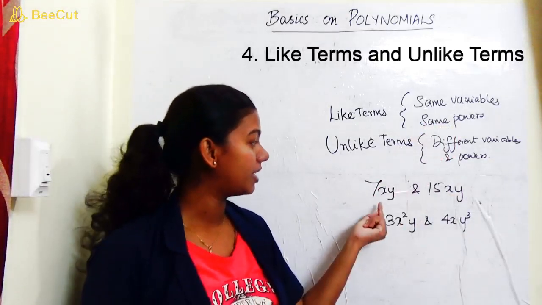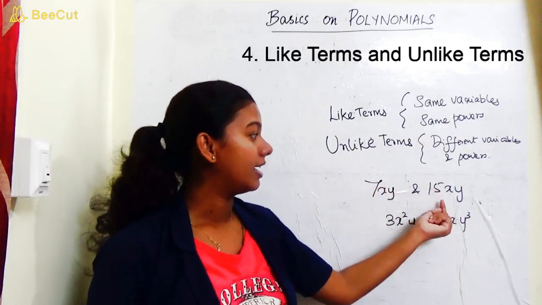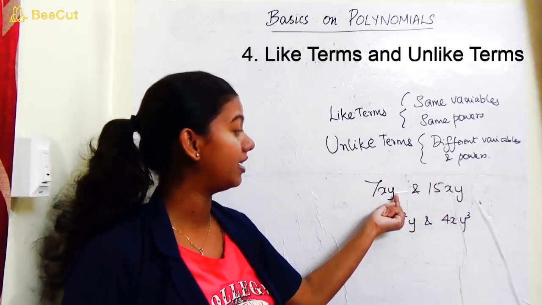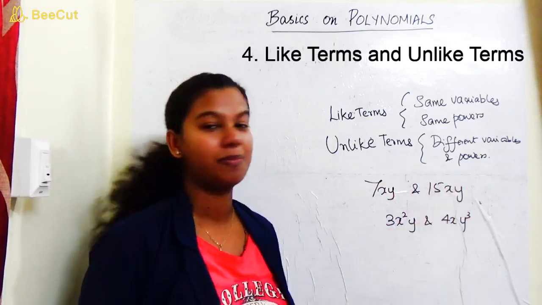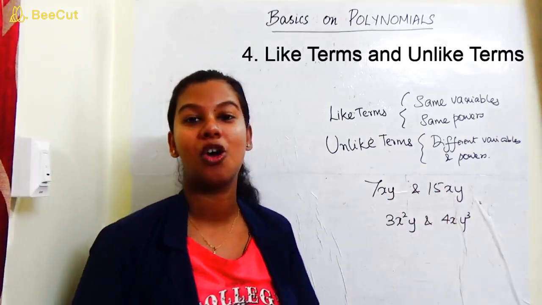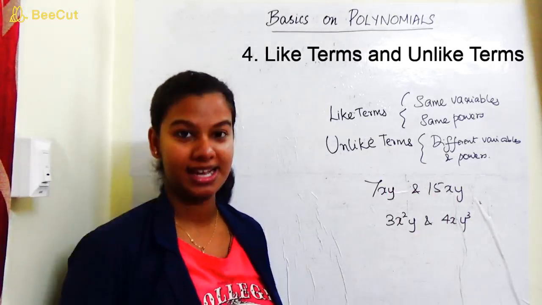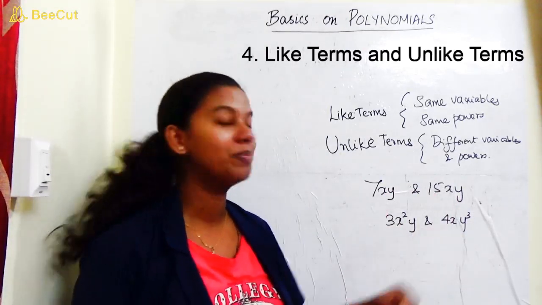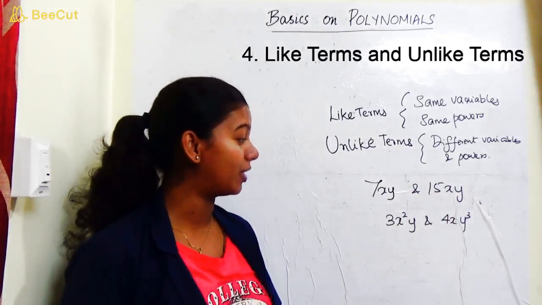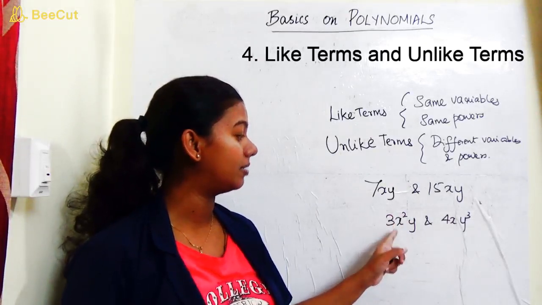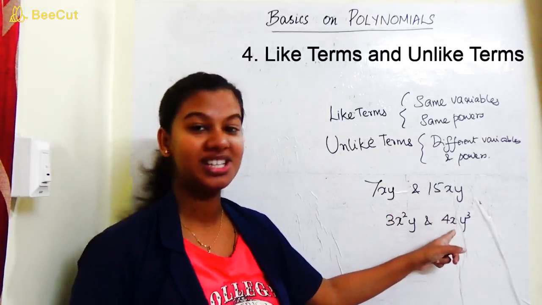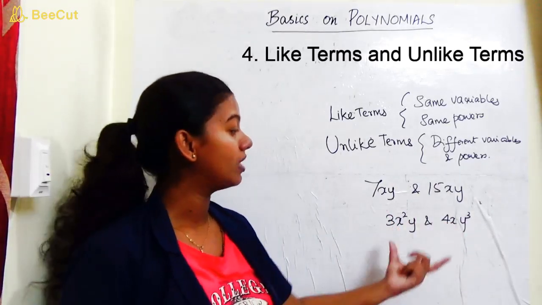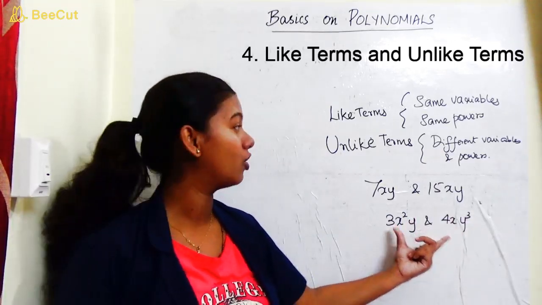That is, the variable x here has the power 1. Similarly, the variable x here has the power 1. The variable y here has the power 1, and the variable y here has the power 1. So these two are called like terms. What about the second example? There are the same variables, x and y, in both cases. But let's check the powers. For this term, the power of x is 2. But for this term, the power of x is 1. So they have different powers. So such terms are known as unlike terms.